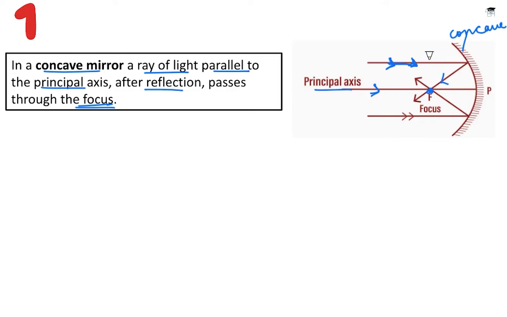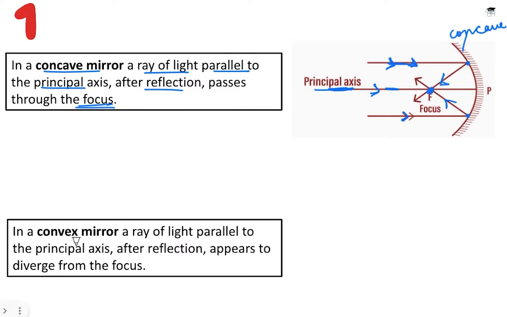You can see here, after reflecting at this point from the mirror, it passes through the focus. This is the focus. Here is another ray of light which is parallel to the principal axis, and after reflecting from the mirror, it passes through the focus. So whenever we have a ray of light which is parallel to the principal axis, in case of a concave mirror, after reflection, it will pass through the focus.